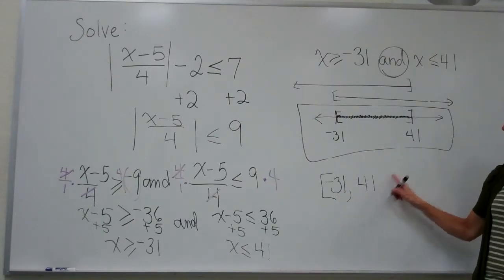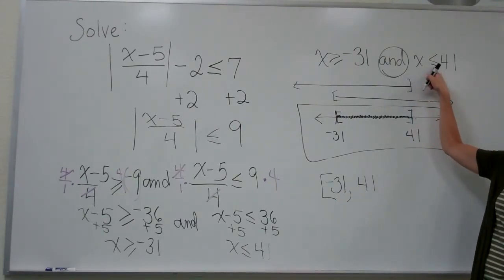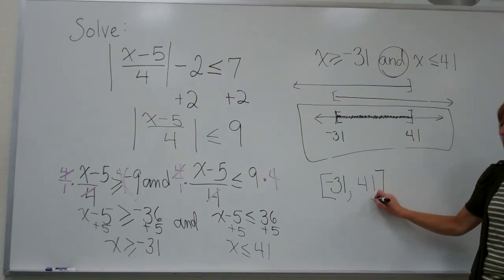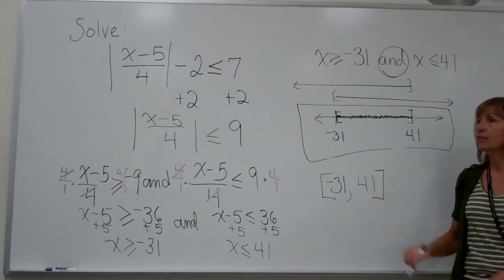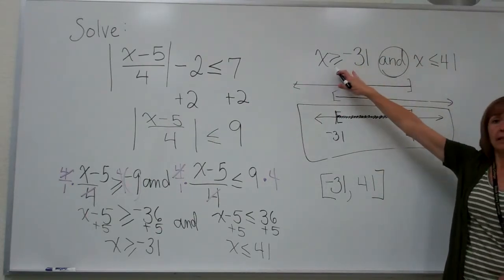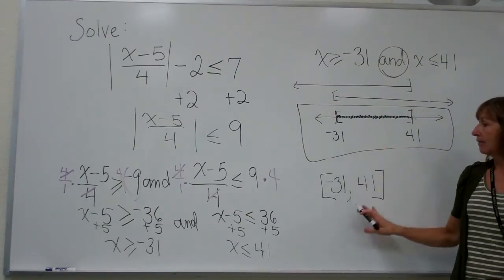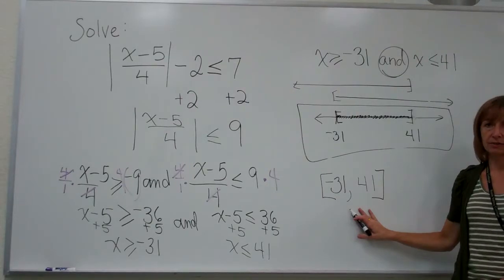And then at 41, we also want to include it in our solution set because it had the or equal to. So we showed that as a bracket on the number line, and then we showed that as a bracket in our interval notation. So here are all three formats for the answer. We have the compound inequality answer, we have the graph answer, and then we have the interval notation.